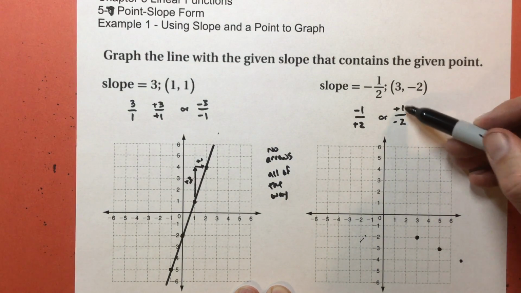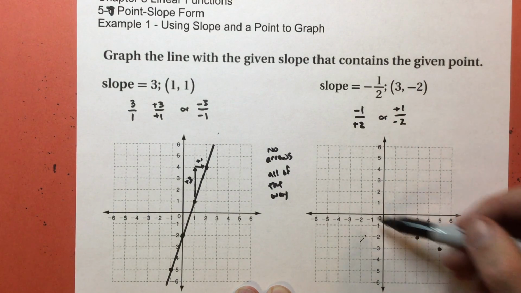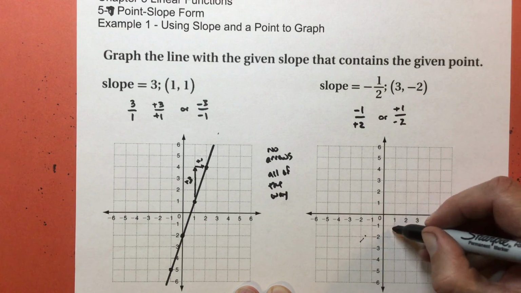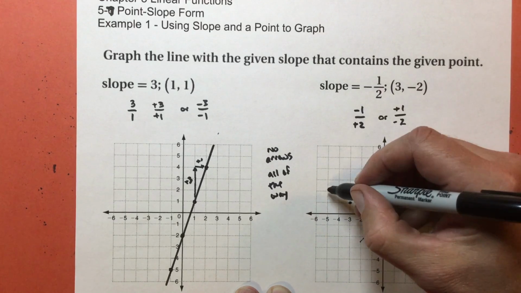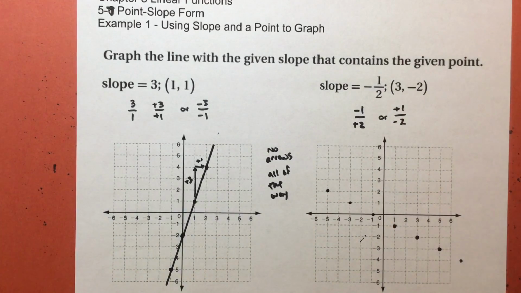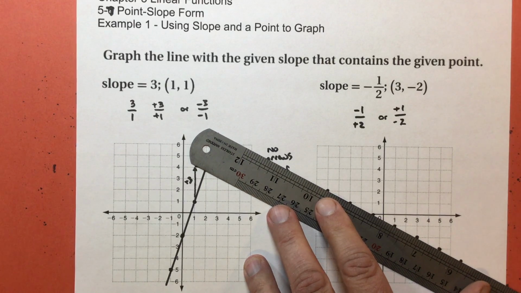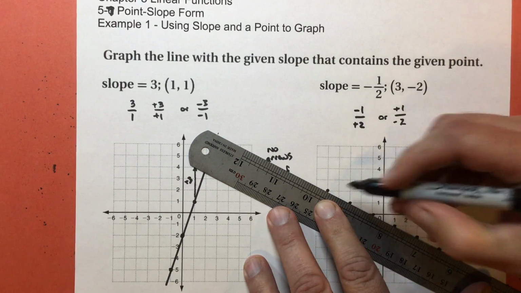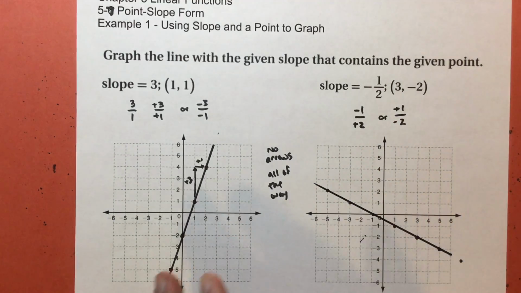This, with the positive 1 over negative 2, tells me to go up 1 space and to the left 2. So essentially, I'm just going in the other direction. Up 1, left 2. And I keep doing that until I go off my grid. And I'll grab my ruler again and I'll draw that line. And again, go off from one side to the other side. Don't stop the line in the middle of the picture, and don't use any arrows.